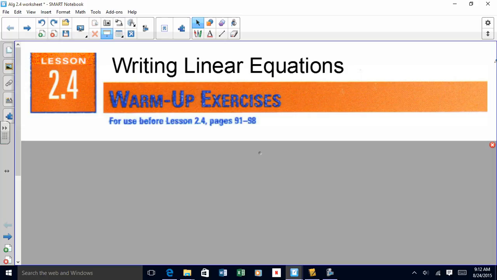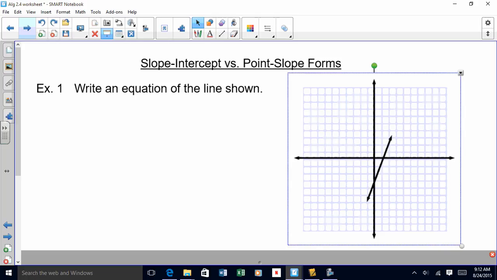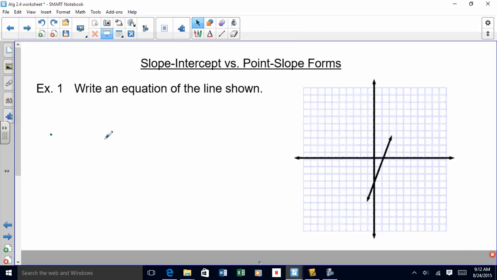But yeah, writing linear equations is a huge part of Algebra 1 that sometimes people forget. So I want to make sure that we have a little bit of a background for it before we get too far. And so that's what we're going to be doing today. We're going to actually talk about two different forms of linear equations.